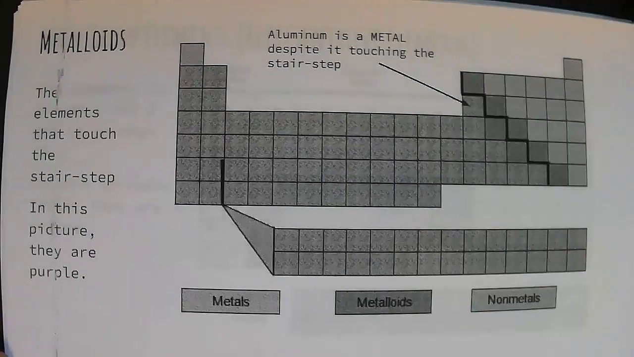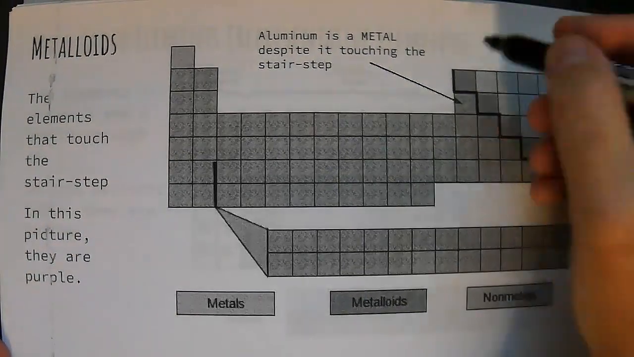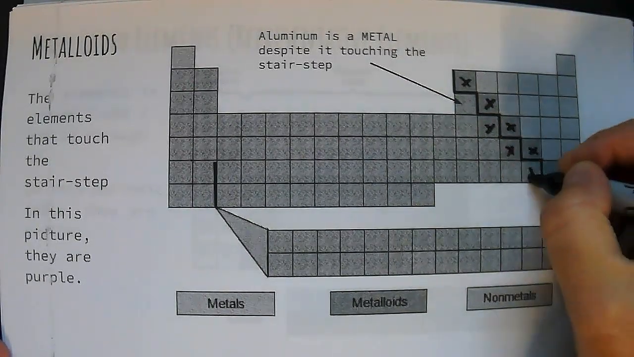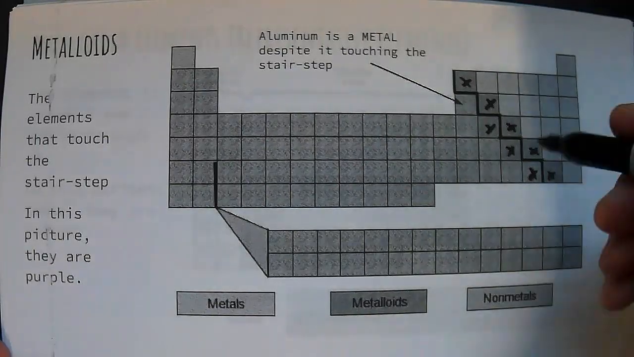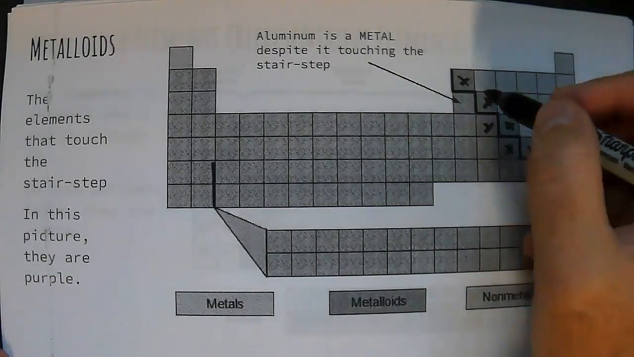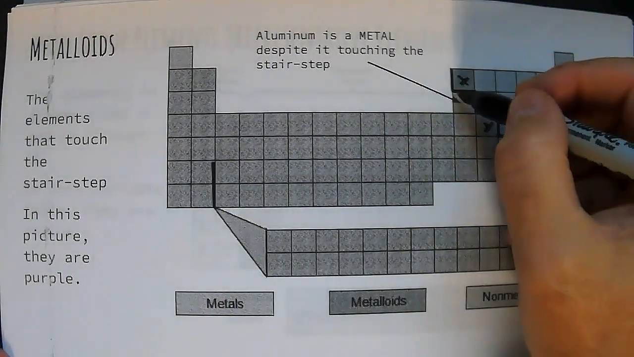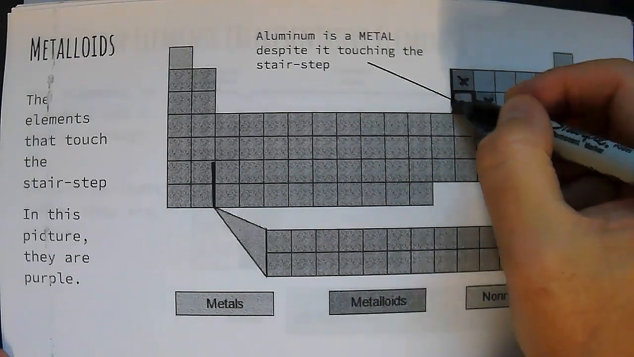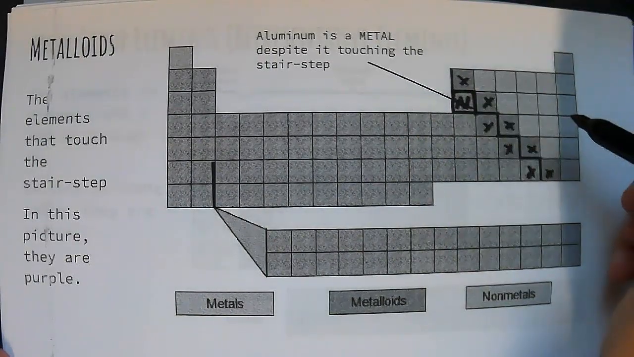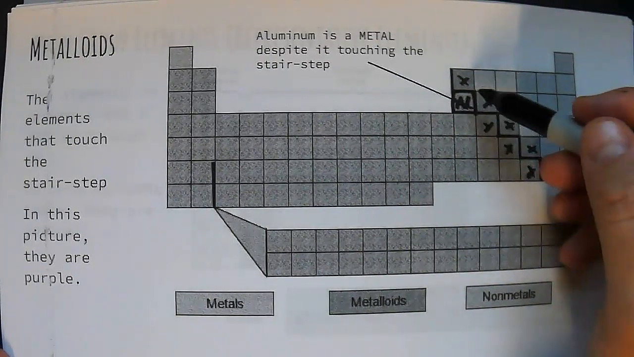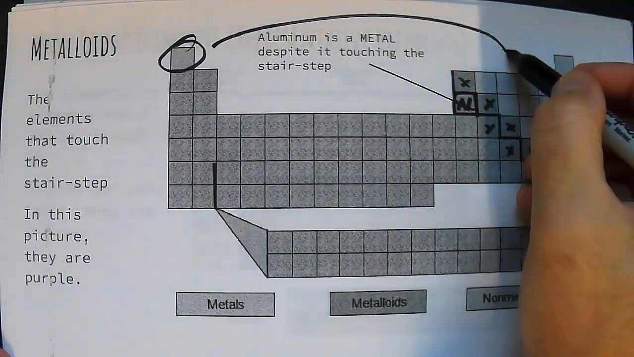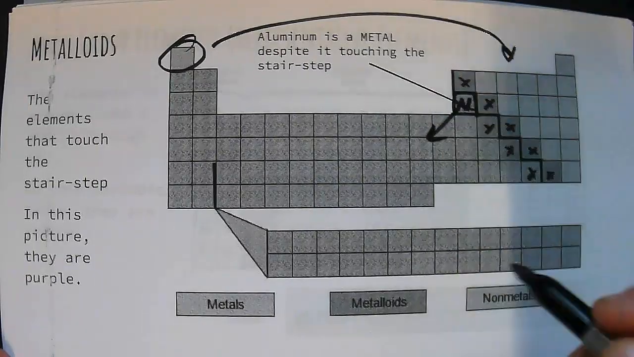Okay. And then lastly, the metalloids, and I'll X them here, are the ones that touch the stair step. Okay. And they are kind of like metals and kind of like nonmetals in their properties. But let's see here. Aluminum here, Al, that's a metal. We're always going to consider aluminum a metal, even though it touches the stair step. Okay, so we have 2 exceptions to this grouping. We have hydrogen, which is always a nonmetal, and we have aluminum, which is always a metal.